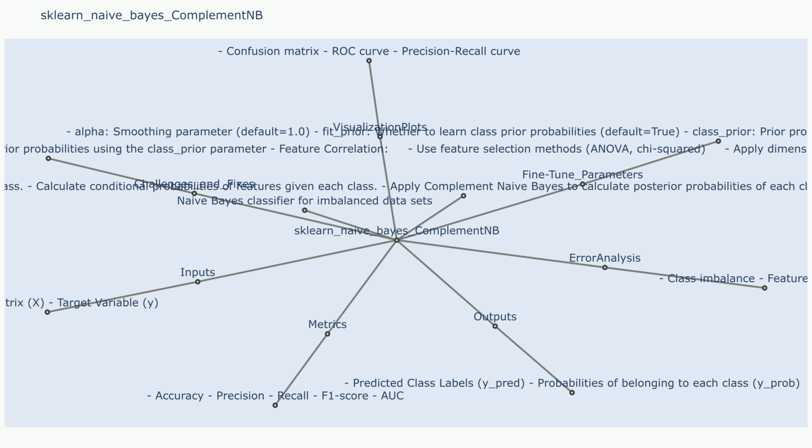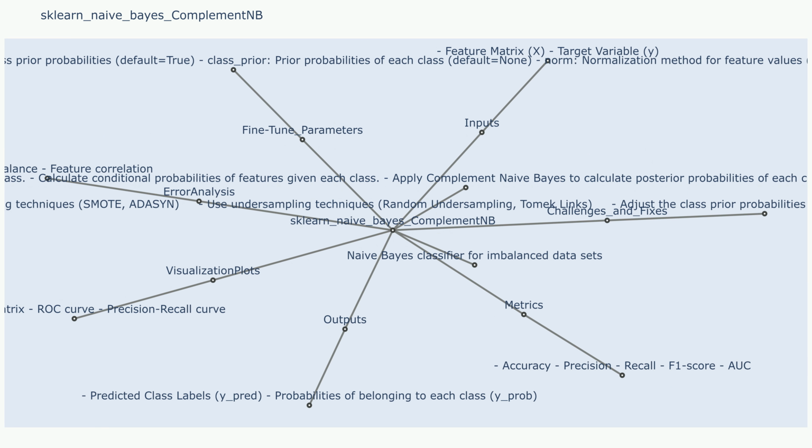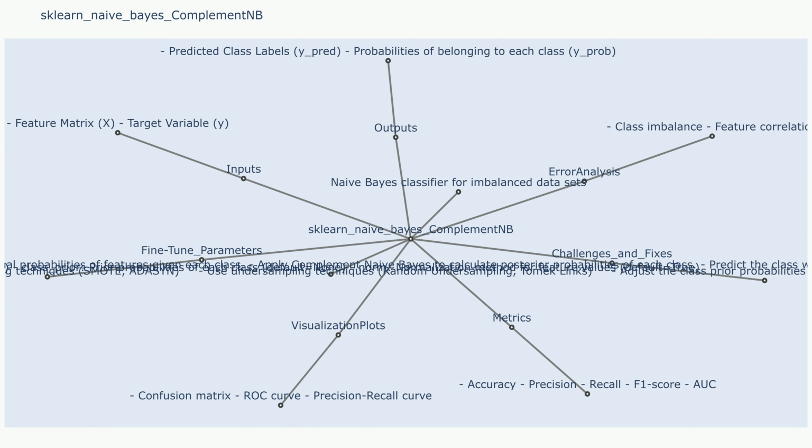Fine-tune parameters. Alpha. This parameter controls the smoothing of the feature probabilities. A higher value of alpha leads to stronger smoothing. Fit_prior. This parameter determines whether to calculate the prior probabilities from the training data or assume them to be uniform. Class_prior. This parameter allows you to specify the prior probabilities for each class.